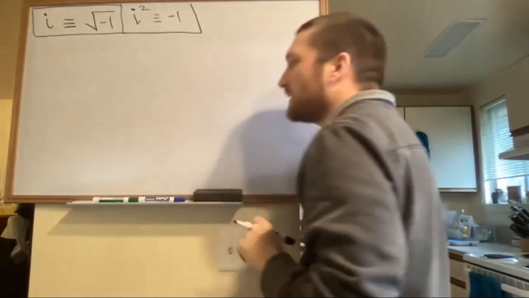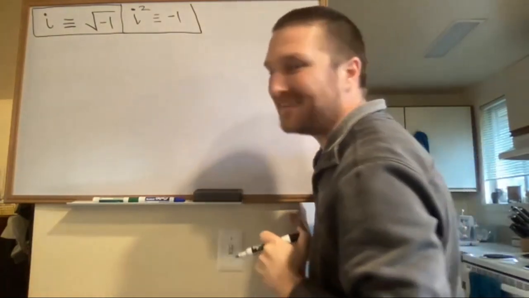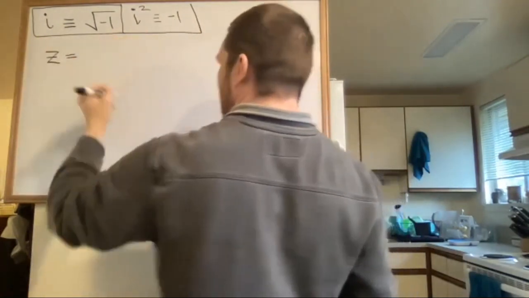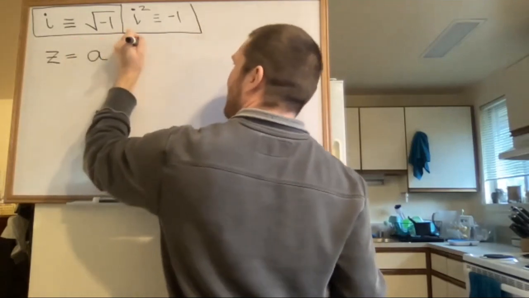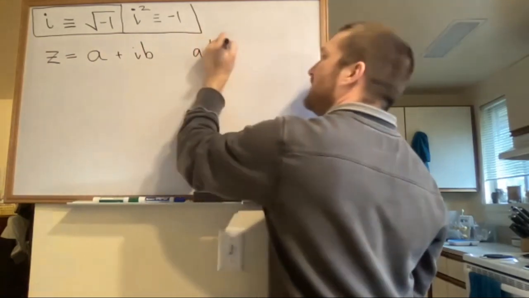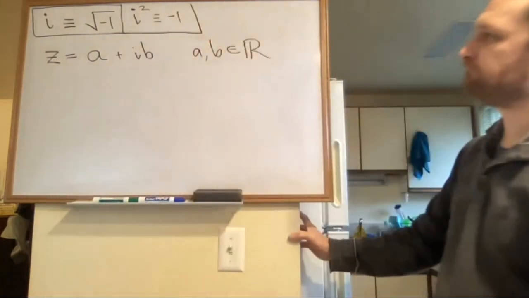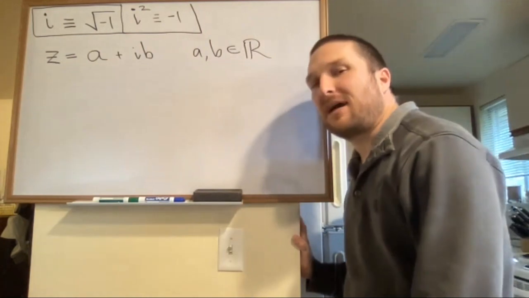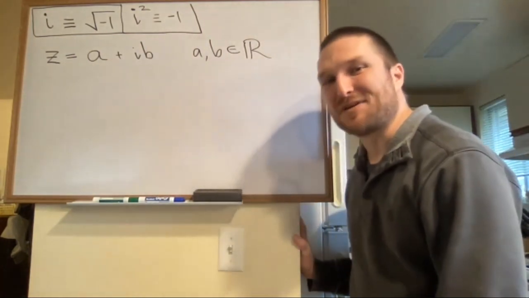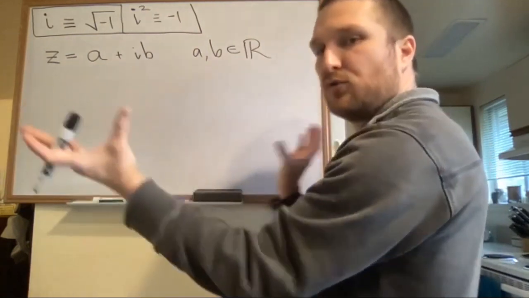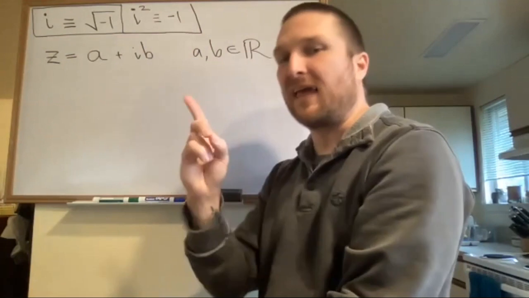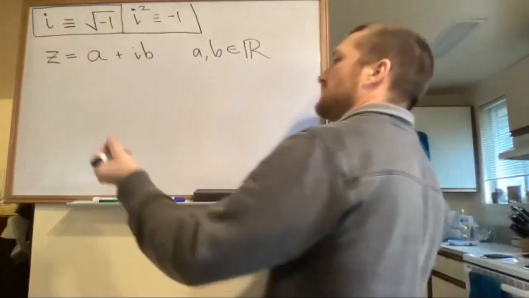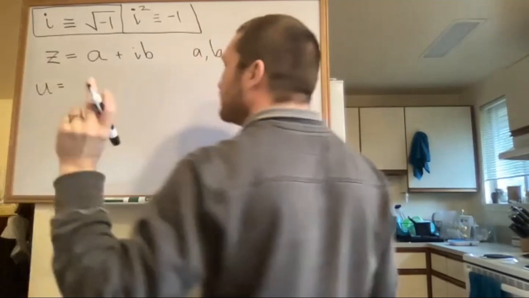So a complex number, I put this in quiz zero, right? Complex numbers have this form, a plus i times b, where a and b are real numbers. And so complex, not because it's hard, not complicated numbers, but complex. They're two separate things that we're going to combine to be one thing, and we call that one thing a complex number.